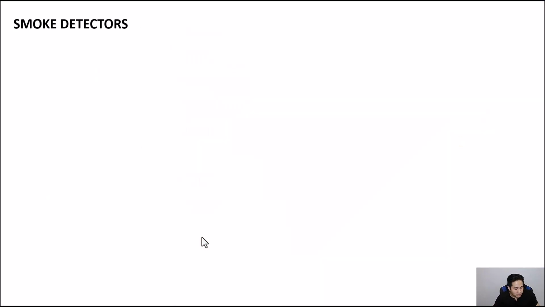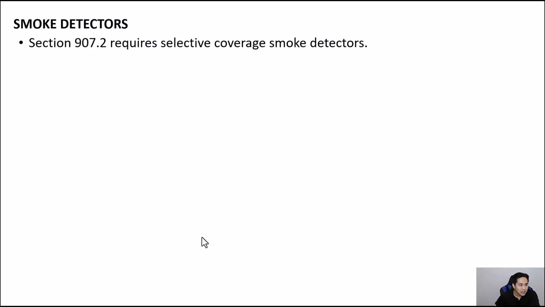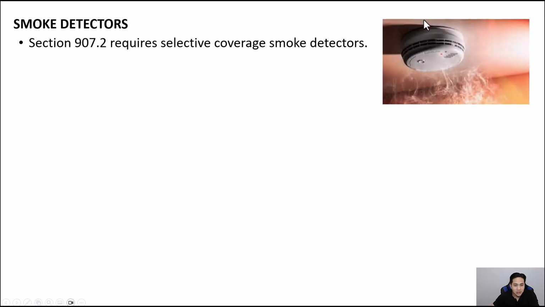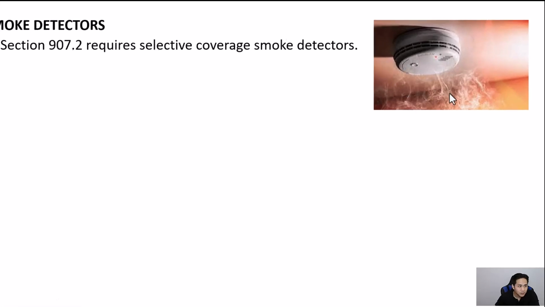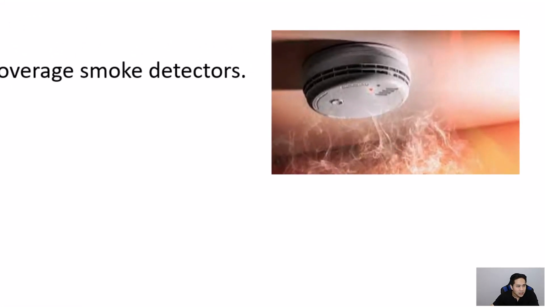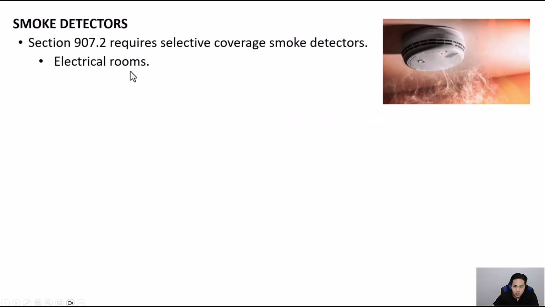So the first device I'm going to talk about with fire alarm systems are smoke detectors. In section 907.2 of the New York City Building Code, they require selective coverage smoke detectors. A smoke detector looks something like this. You've probably seen it. According to this section, it's required in electrical rooms and IT rooms. So this is where you have data centers, where it's just an IT room where you have servers and racks and that type of equipment.